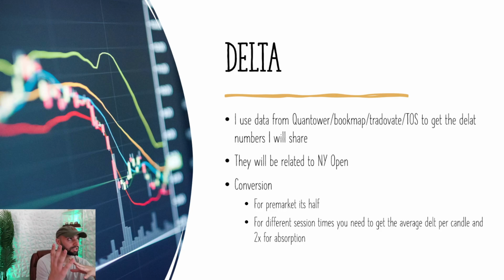To convert it, if you're trading a different session or a different instrument, for pre-market I cut the delta I'm looking for in half. For different sessions, get the average delta per candle and multiply it by 2 to get absorption. Go back a couple of days, a couple of weeks, and get the average delta per candle. It's going to be different for every single session. Once you get the average delta per candle over a bunch of weeks, a bunch of months, and average that, that's what you need.